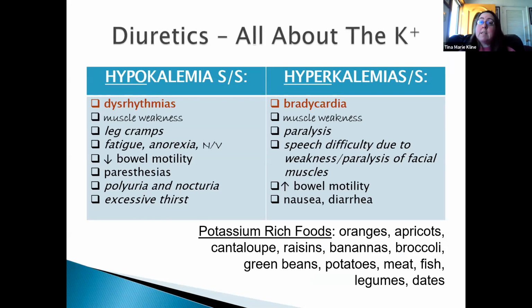So regardless of what your patient is on, they need to know foods that are high in potassium. If they're on a potassium depleting diuretic, they want to eat these foods and replace that potassium. If they're on spironolactone, which is potassium sparing, or they're on things like ACE inhibitors and ARBs, which we'll talk about in a minute, those things hold on to potassium. So they would want to limit these foods so they don't become hyperkalemic.